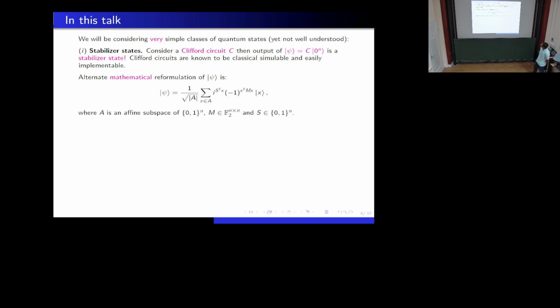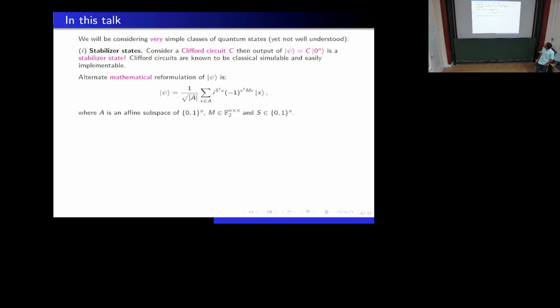It's a Clifford circuit. Just as classical circuits have AND, OR, NOT gates, Clifford circuits have a basis called the Hadamard and the phase gate and things like that. So the C is an operator, a unitary matrix, which consists of these gates. So basically, that's the definition.